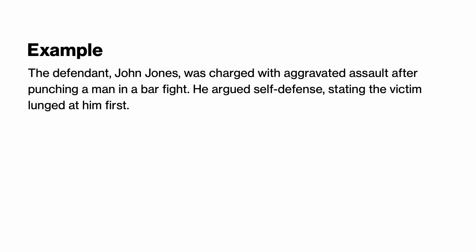So an example from State v. Jones would be like, the defendant, John Jones, was charged with aggravated assault after punching a man in a bar fight. He argued self-defense, stating the victim lunged at him first. So we have the parties and we have what happened. We don't have the procedural history here because that's not necessarily important to using the case brief part. But anyhow, I digress. We'll come back to all of this and pull it together.